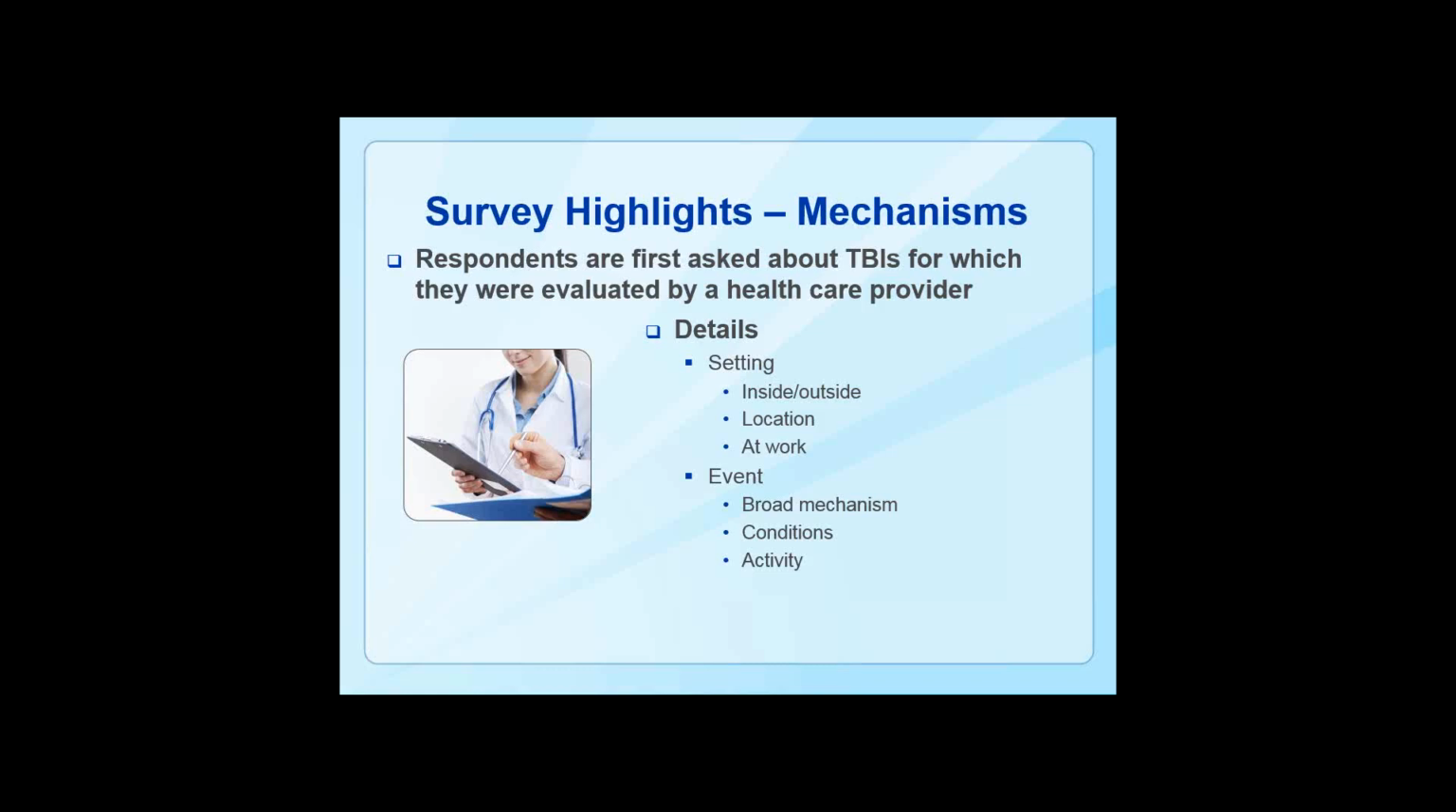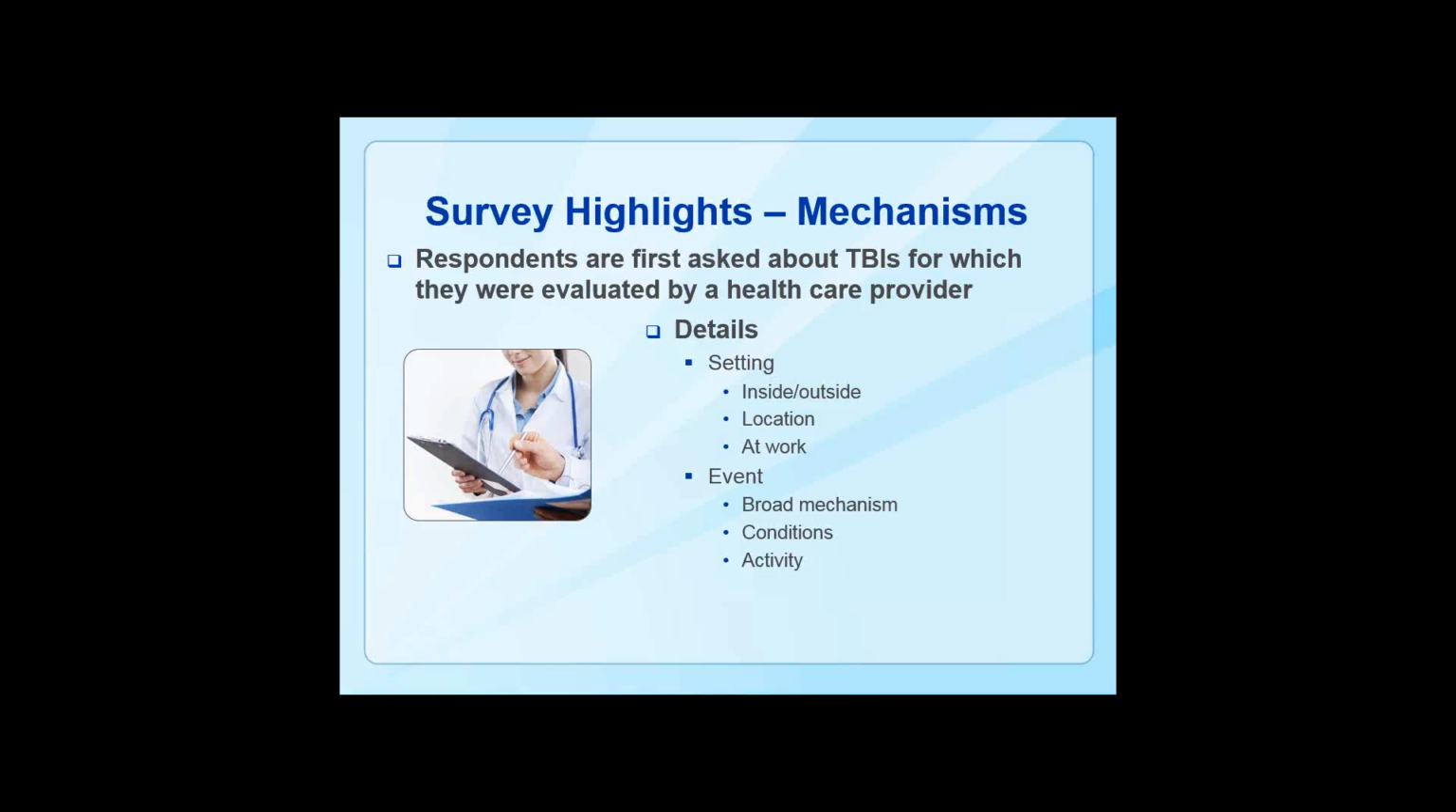Now, I'd like to provide an example of how we will ask about broad mechanisms. For injuries that occurred during military service, we will ask about the specific setting. For example, was the respondent deployed to a combat zone during combat operations, or were they deployed to a combat zone but not during combat operations? It could have been military training or while off duty.